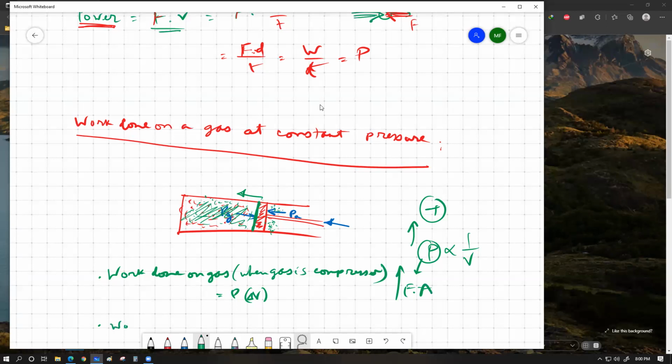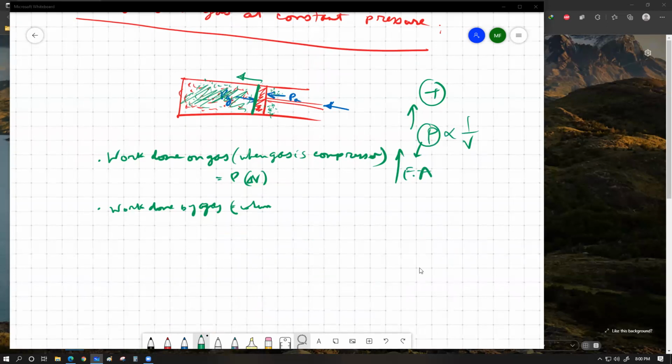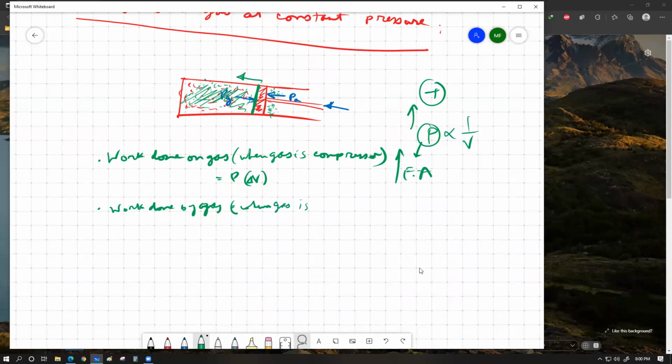So I'm going to write this over here. Both of these calculations have the same formula. So I'm going to just write work done by gas. This happens when gas is expanded. It is also given by pressure into change of volume. So that also comes out as a useful formula.